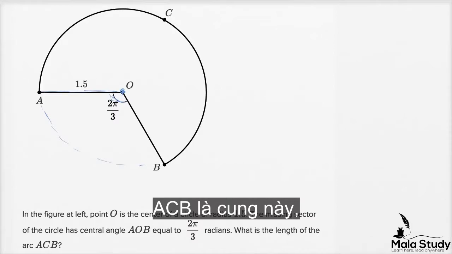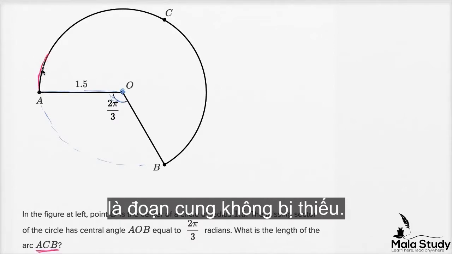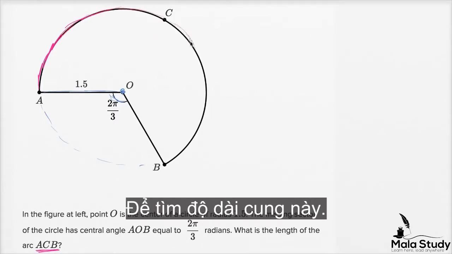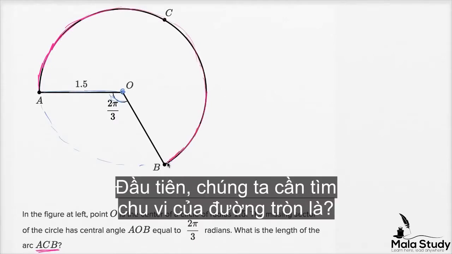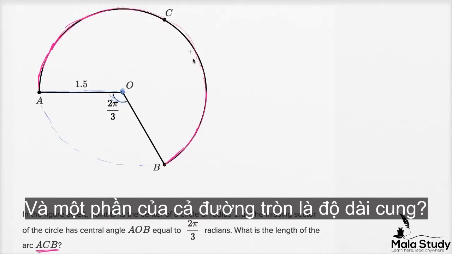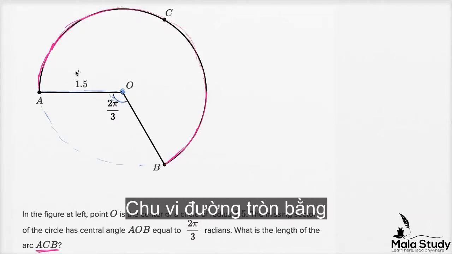Now ACB is this arc. It's kind of the rest of the circle, the part that's not missing. So this is ACB right over here. Well, the way that I would tackle this, I would think, well, what's the circumference of the entire circle? And then what fraction of the entire circle is this arc length? So let's first think about the circumference of the entire circle.